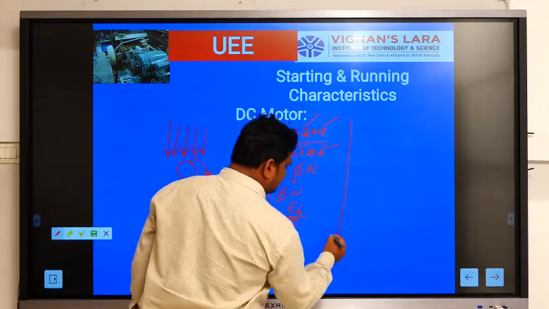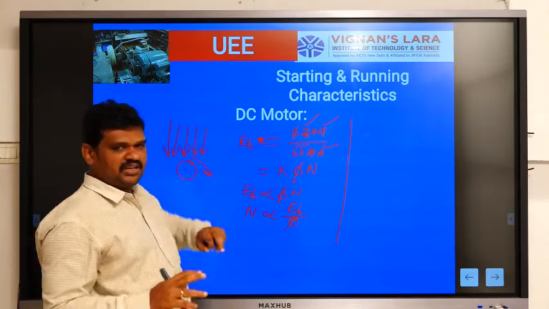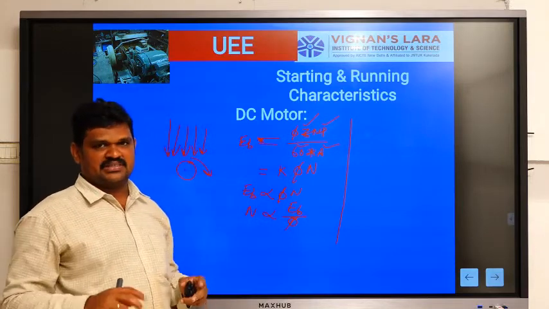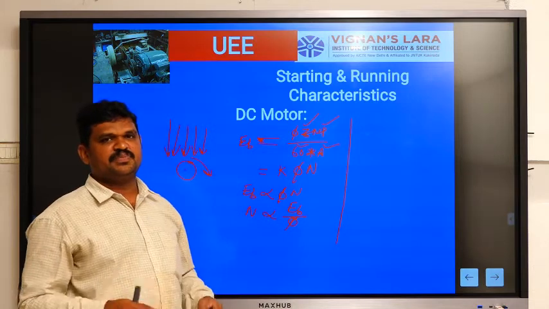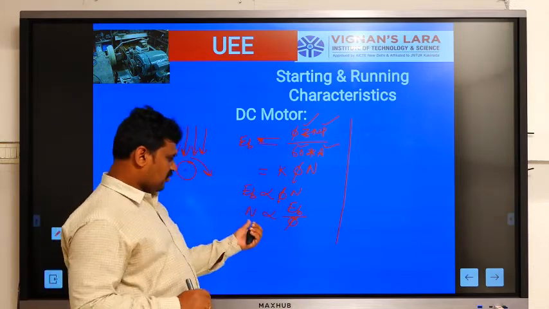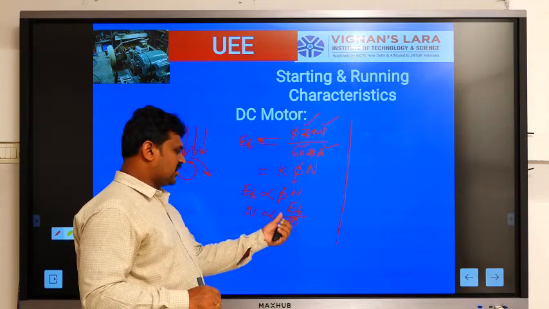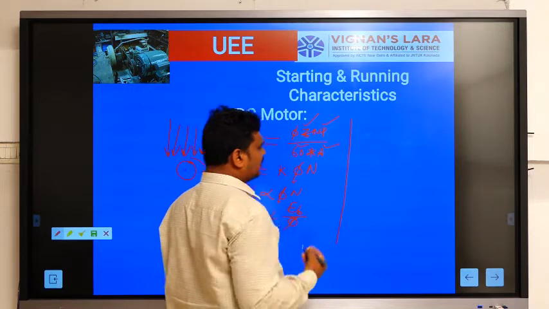So if you are concentrating on a motor, it means we are concentrating on the mechanical parameters. Mechanical parameters means the speed and torque. So now the speed formula is what? N is proportional to EB by phi. Next, I want to calculate the torque.